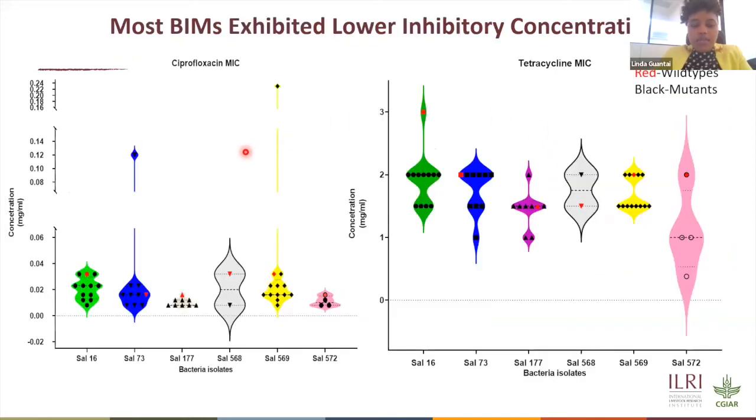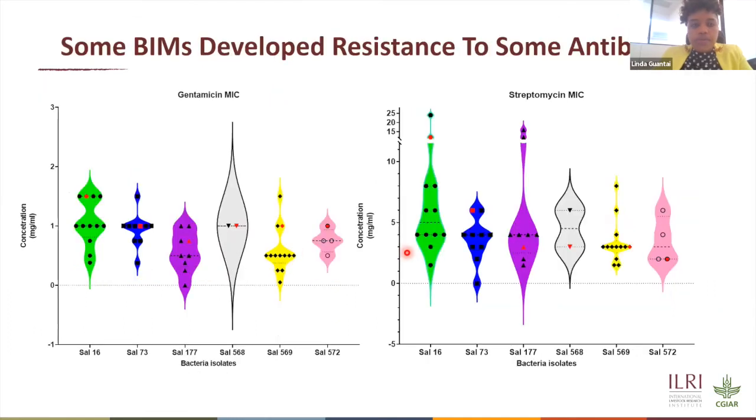But generally, most of the BIMs here are in black and the wild type are in red. Most of the BIMs required lower concentrations of the antibiotic as compared to the wild type. But some BIMs had developed resistance to some antibiotics such as gentamicin, as shown from this graph. We have this BIM here on top.